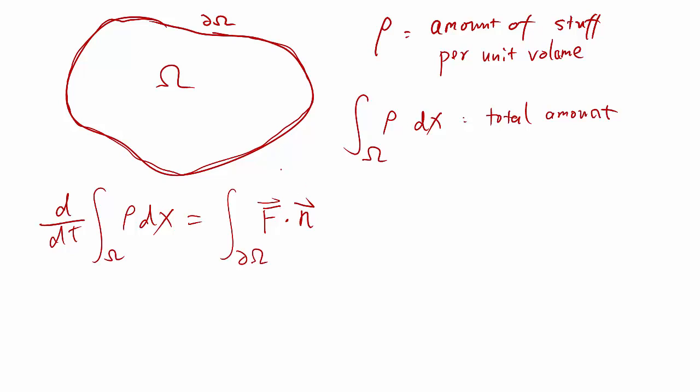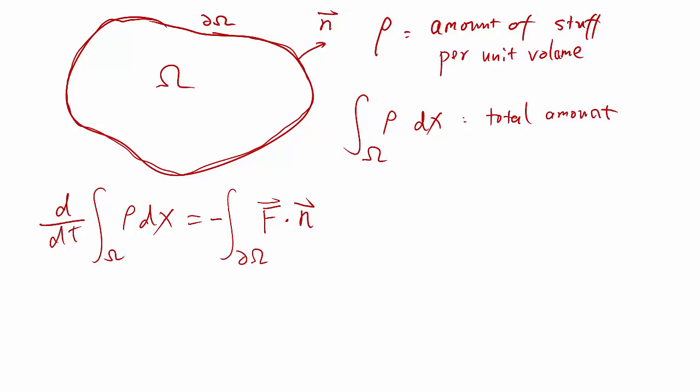Okay, so if this thing is positive, that means inflow. And the normal direction is usually outside, so we need a minus sign here. So that means if the dot product is positive, that means outflow, and that contributes to the decrease in the total amount of stuff inside the volume. If the dot product is negative, that means inflow.